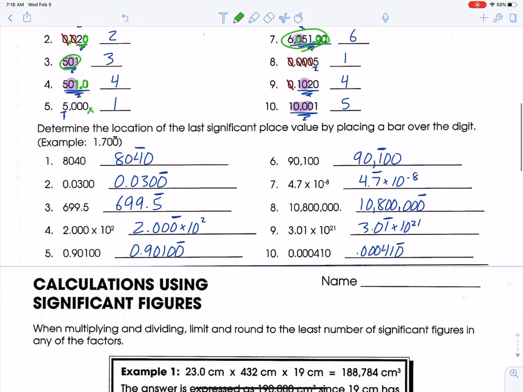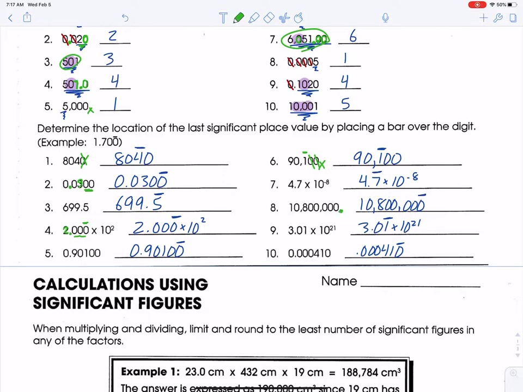Looking at the next group, you're just putting a letter over a line over the last significant figure, right? This 0 does not count because there's no decimal. These zeros do count because there's a decimal and a non-zero number. Here there's a decimal and a non-zero number, so all of these count. So that's why it's over this one. Let's see, at number 6, there's no decimal place, so these don't count. That's why it's over the 1.